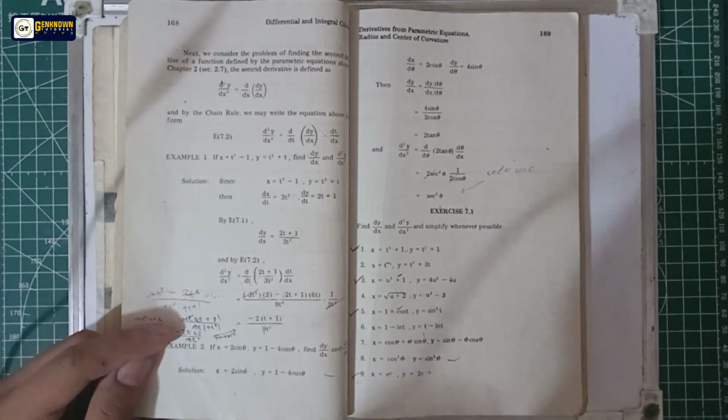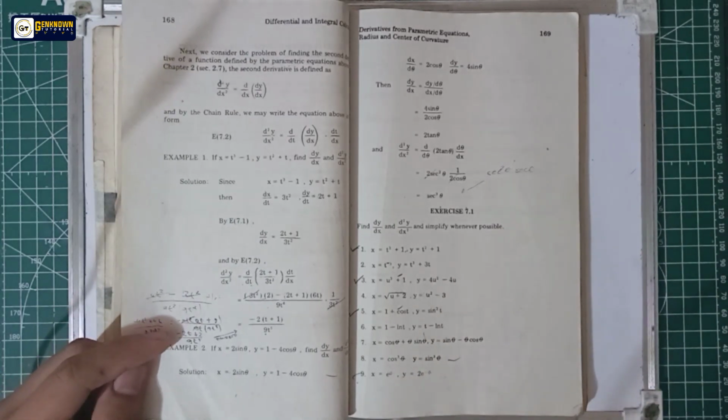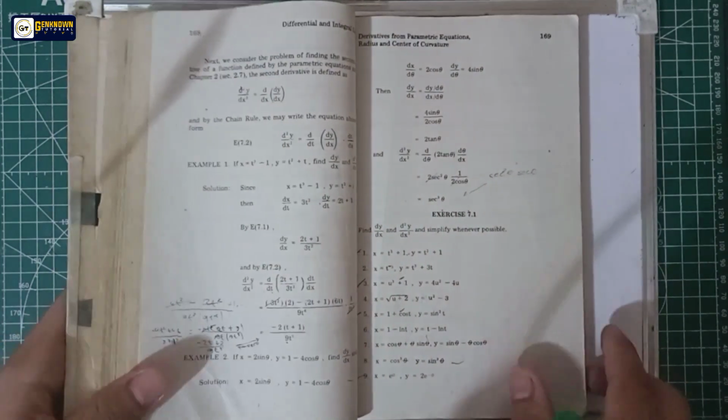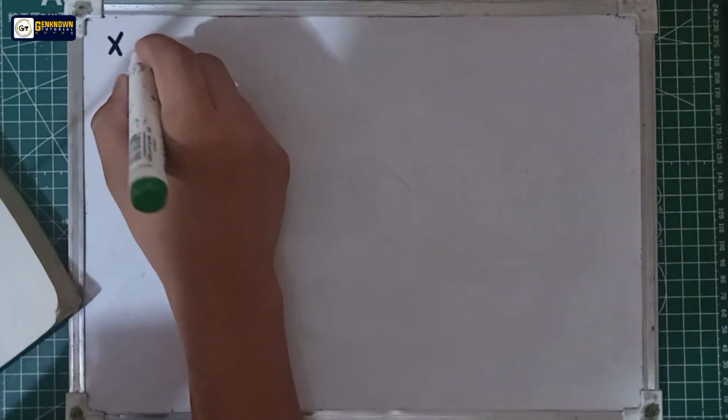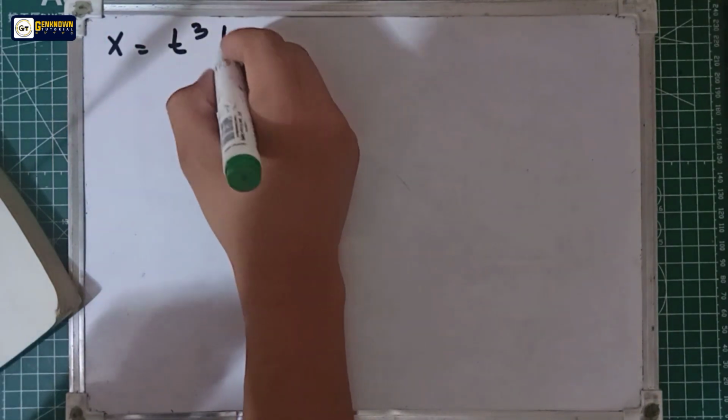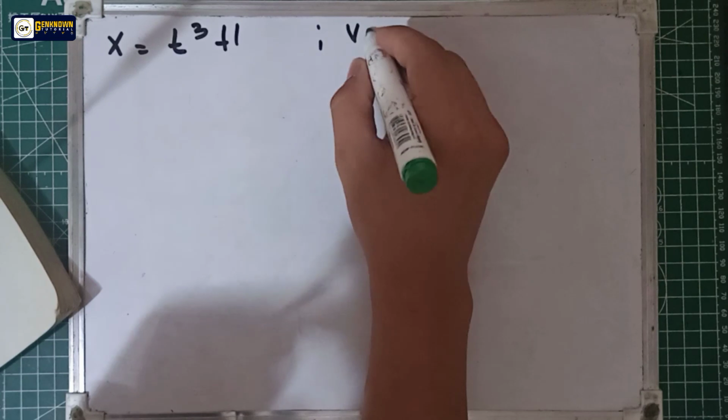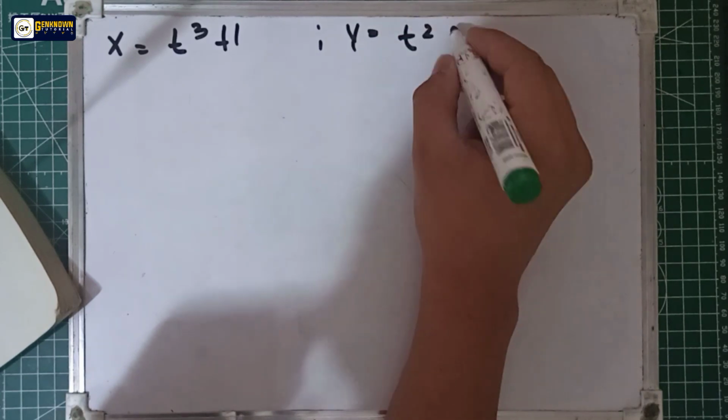Okay, furthermore, for you to fully understand the topic, let us have an example. Let's say example number 1 under exercise 7.1. In example number 1, or problem number 1, we have x equal to t cubed plus 1 and y equal to t squared plus 1.